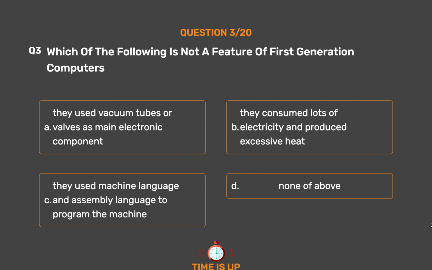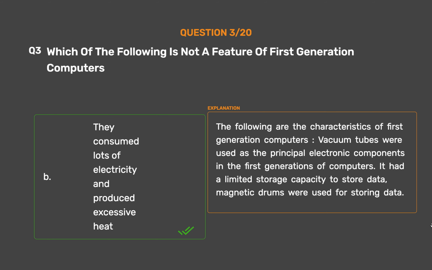The correct answer is Option B. They consumed lots of electricity and produced excessive heat. The following are the characteristics of first-generation computers. Vacuum tubes were used as the principal electronic components in the first generations of computers. It had a limited storage capacity to store data. Magnetic drums were used for storing data.